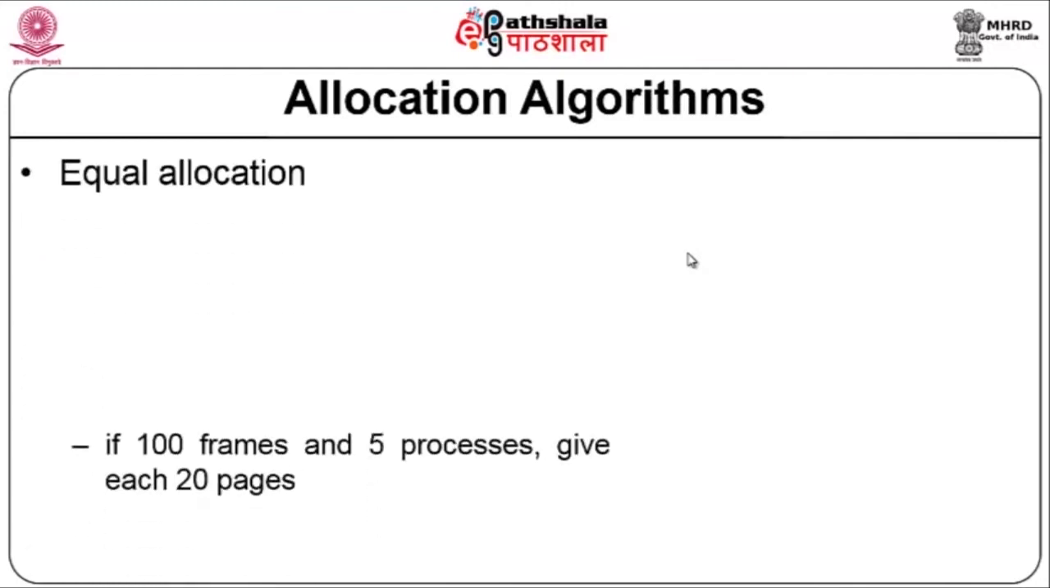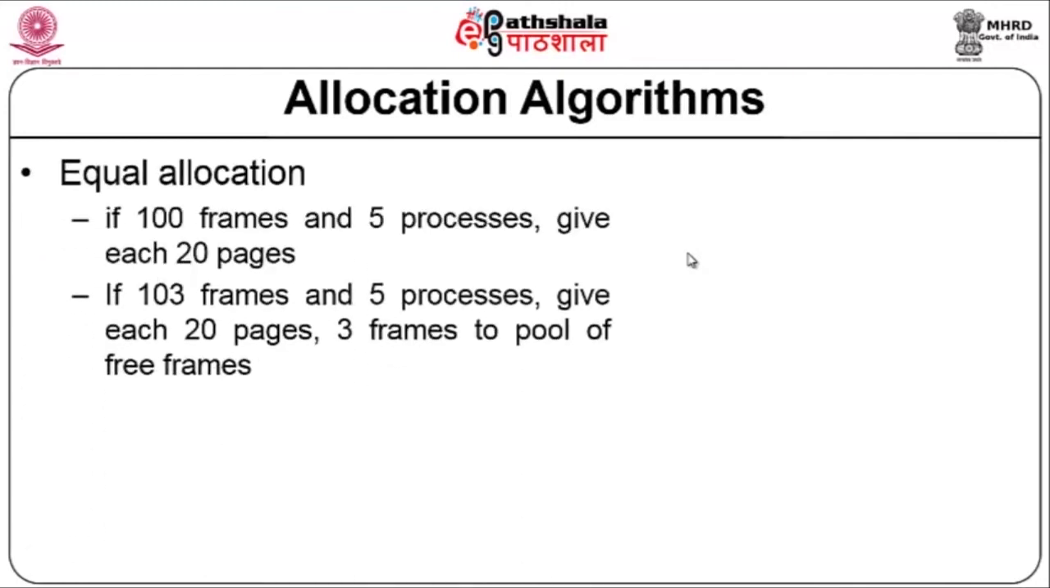And now, how do you allocate the free frames or the physical memory that is available among the processes that are competing for the physical memory? So, in this example, say if you have 100 frames and 5 processes, what you can do is give each process 20 pages. So, that is equally allocating the 100 frames among the 5 processes. This is called equal allocation.